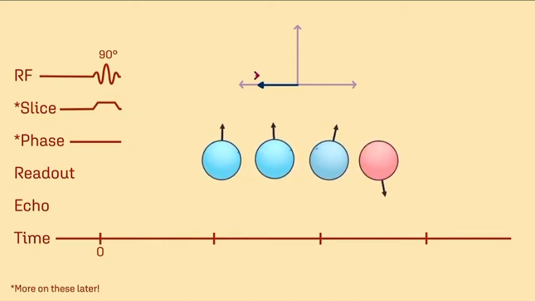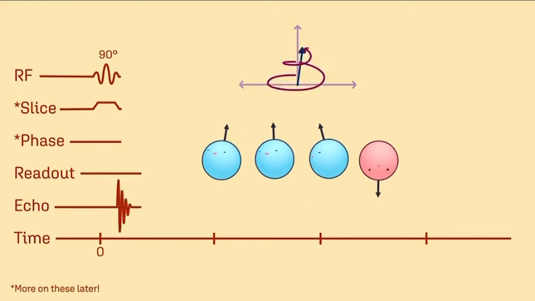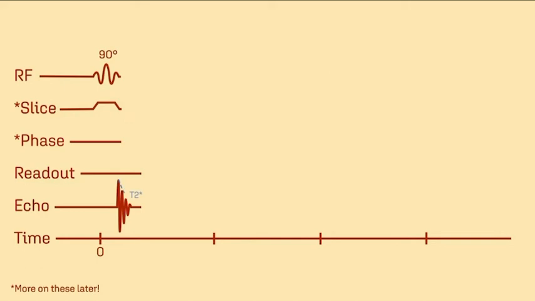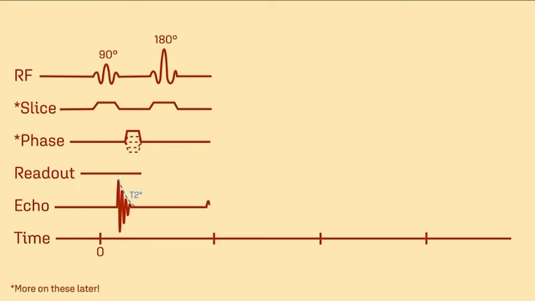Longitudinal recovery and transverse decay occur, producing a signal by a free induction decay, which is susceptible to T2 star effects. A 180-degree refocusing pulse temporarily rephases proton precession, producing an echo which can be read out by the MR scanner. The moment that the echo is produced is called the TE, or time to echo.